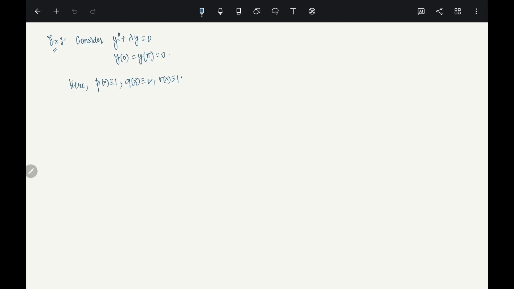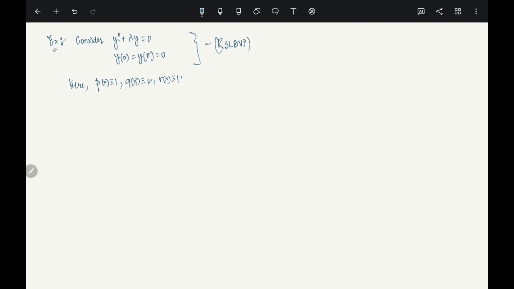So this sort of problem is called a regular Sturm-Liouville boundary value problem. Okay, so we call this sort of problem regular. So I will write it like this: regular Sturm-Liouville boundary value problem. Is this okay? We'll call it this, right? Okay, now how do you solve this thing?